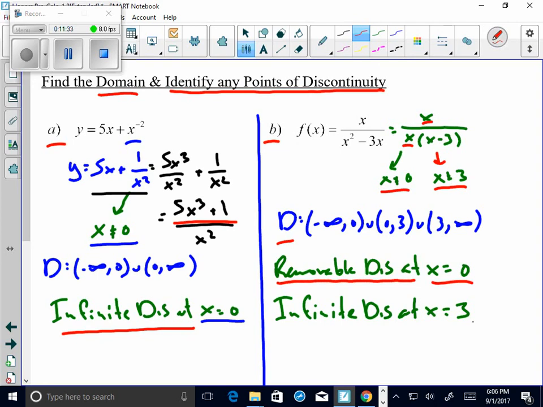The zero we get from our x minus 3 is, of course, 3. So we will see a vertical asymptote at x equals 3, which is, of course, infinite discontinuity.